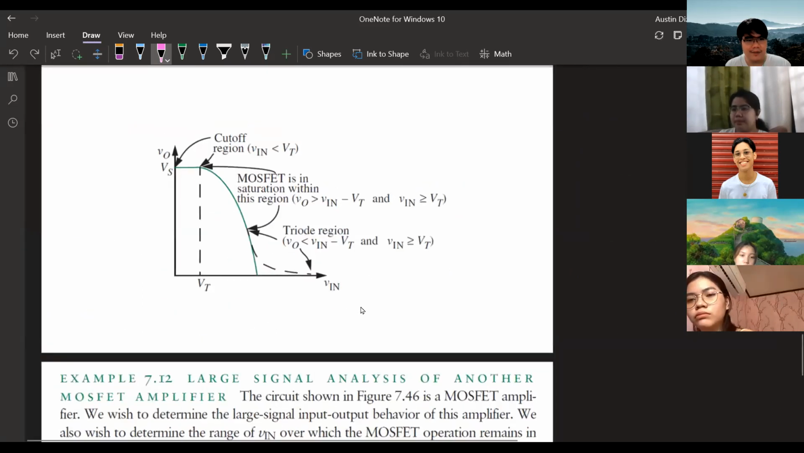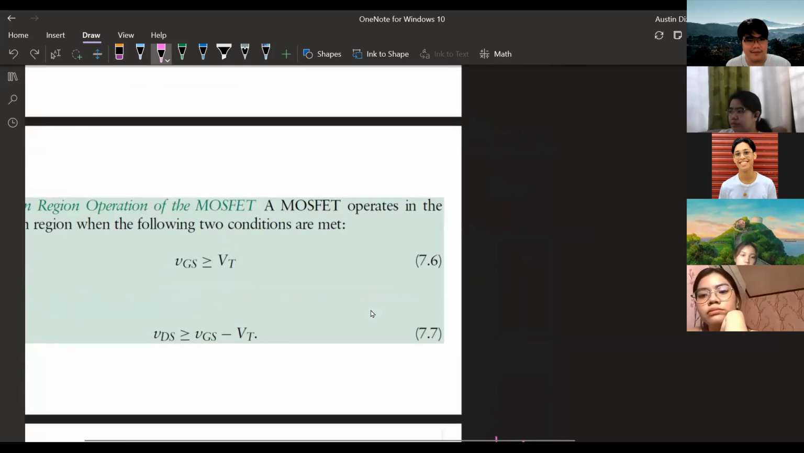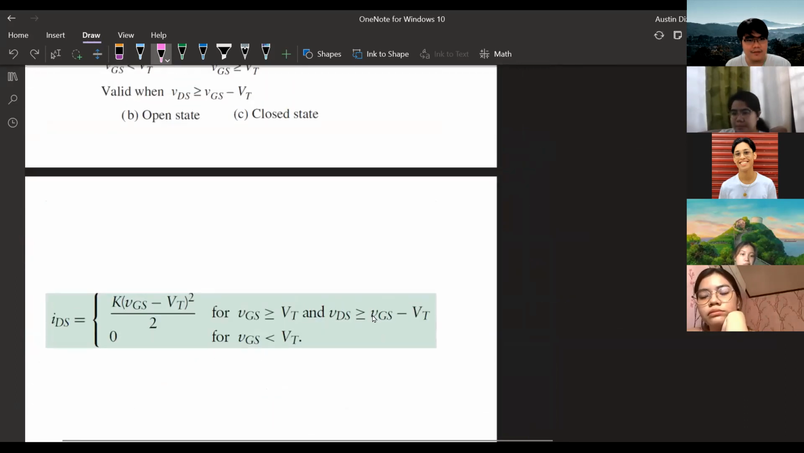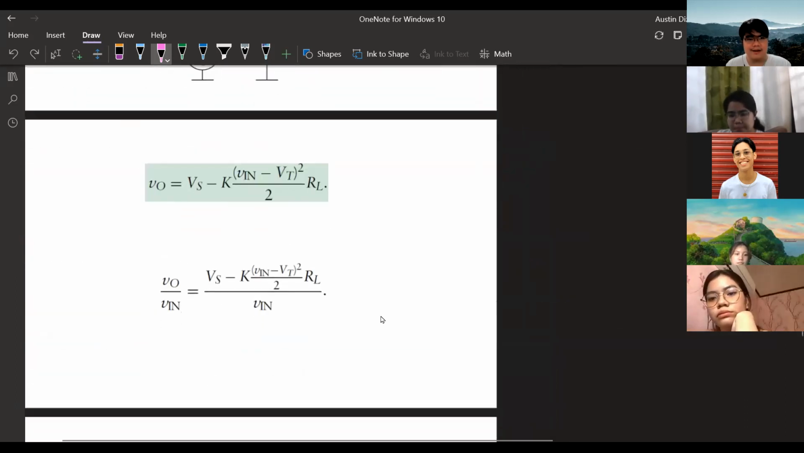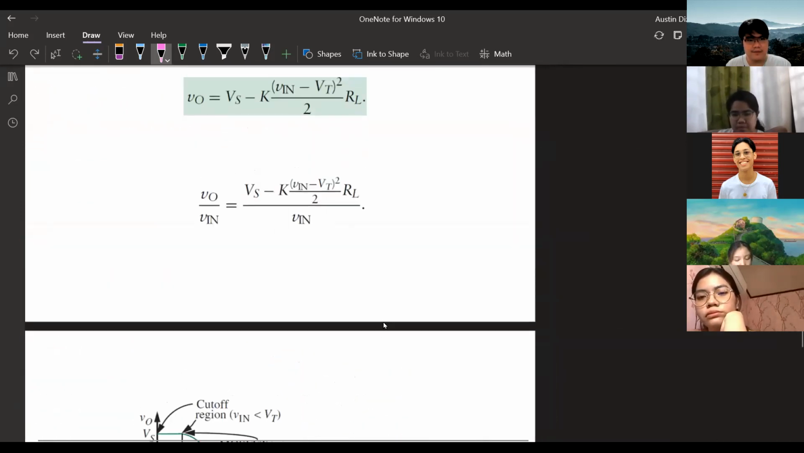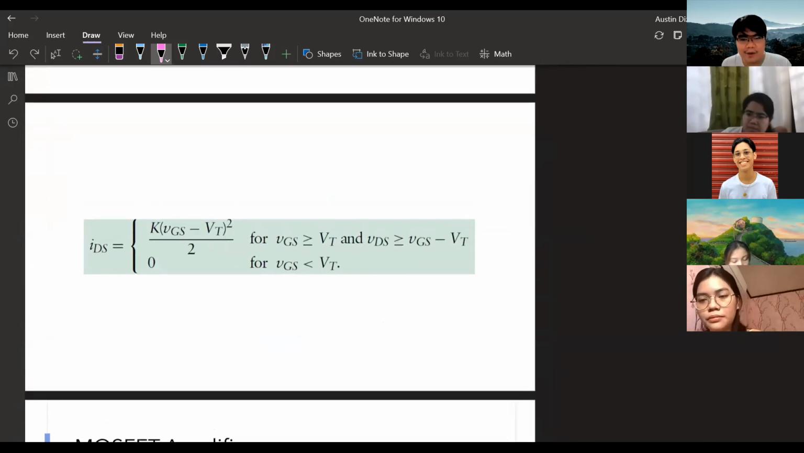Parang weird yung ano. Okay lang pala. Sige. Teka, kopyahin ko na nga lang yung itsura ng graph. Kainis. Yan, okay.